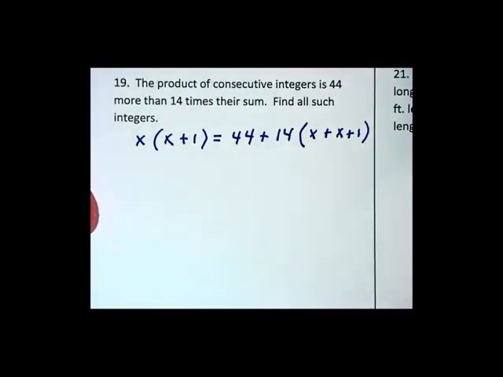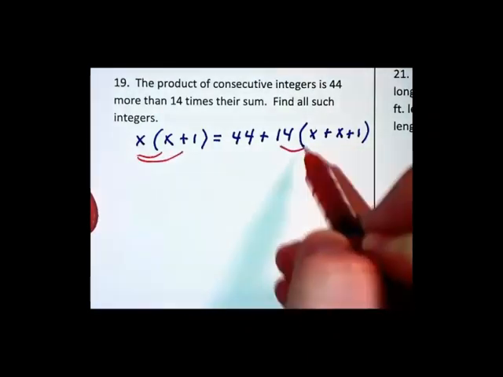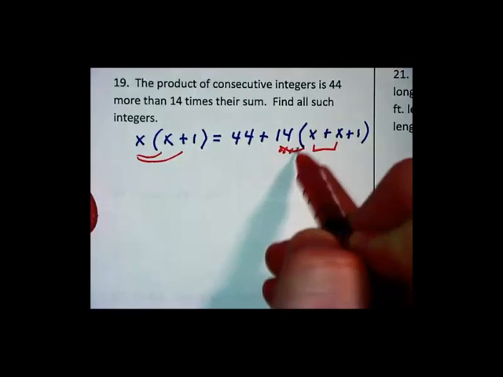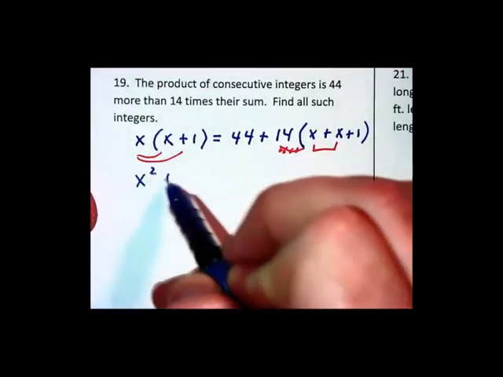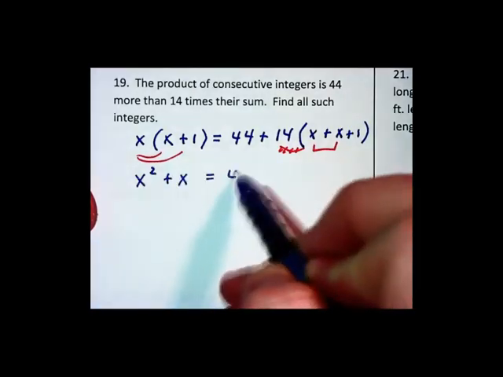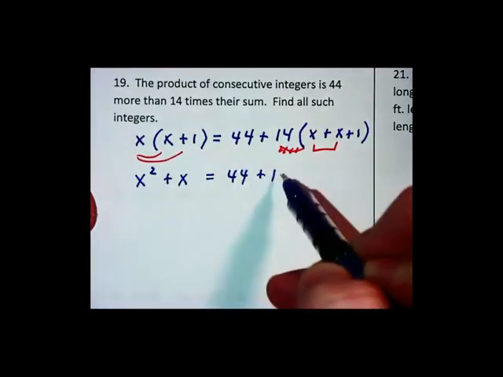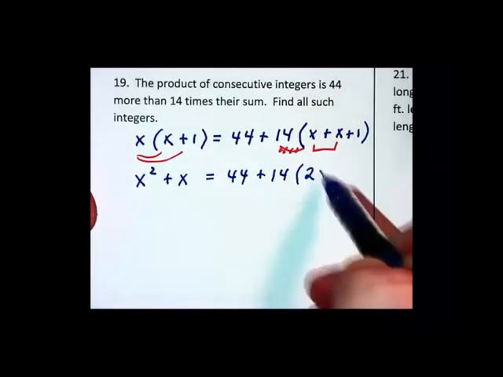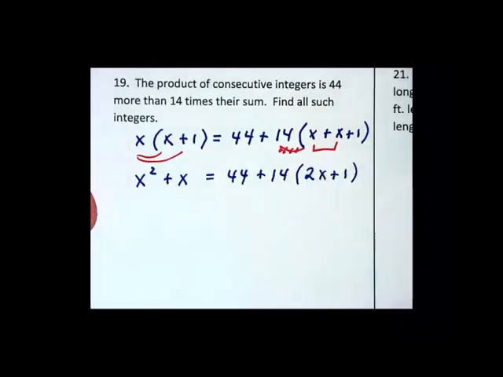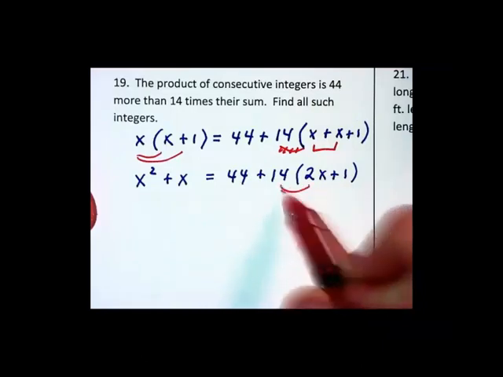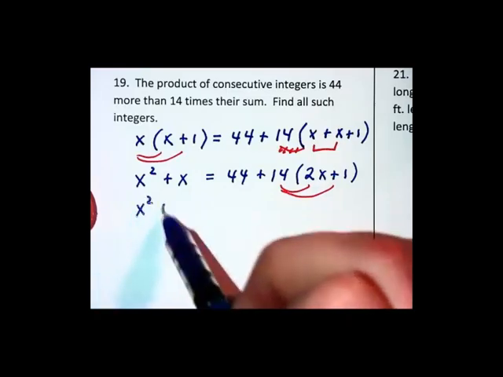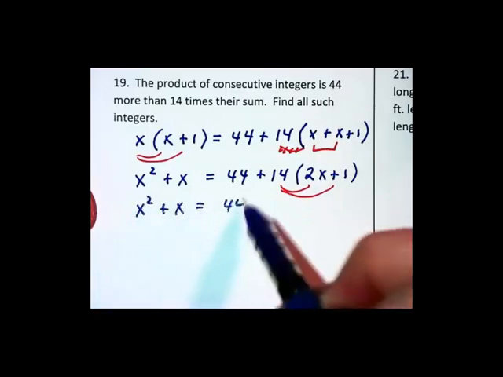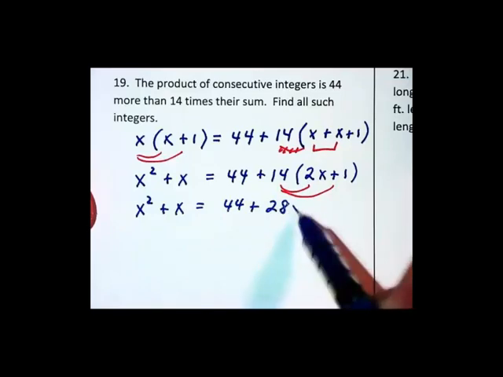Okay, at this point we're going to do some distribution on the left, as well as, I think I'll combine like terms there first before I distribute the 14. The left side is x squared plus x. The right side is 44 plus 14 times the 2x plus 1. No change to the left, but on the right side I'm going to distribute. X squared plus x is equal to 44 plus 28x plus 14.